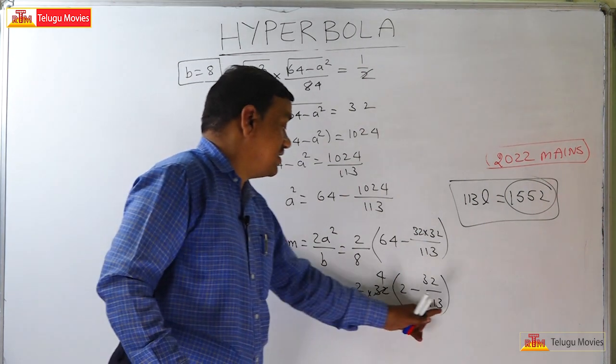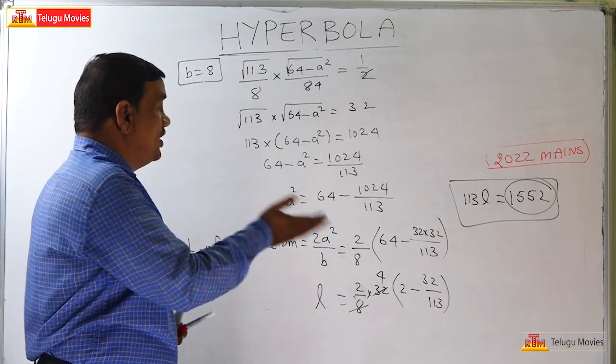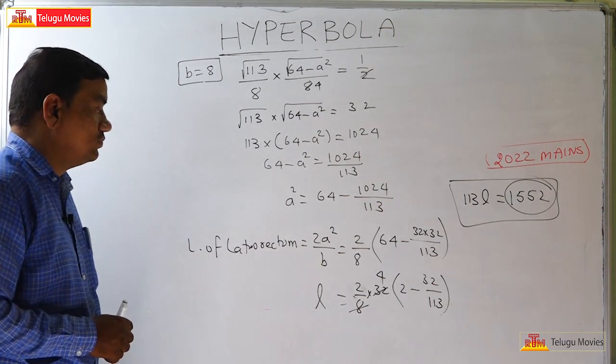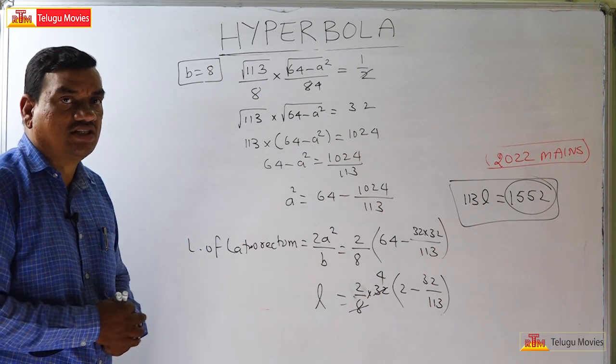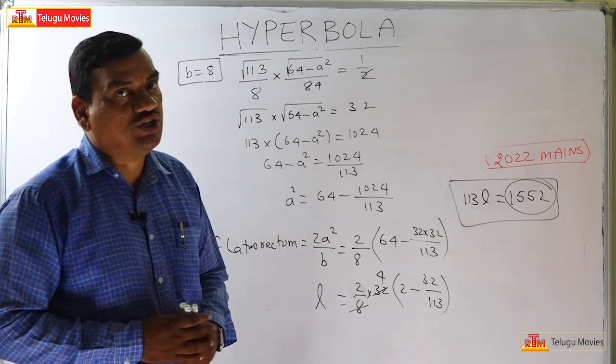So multiply this here. So 226 minus 32 into 8. So you can easily get this answer. Okay. So I hope that you understand this solution. So let us go for the next problem.